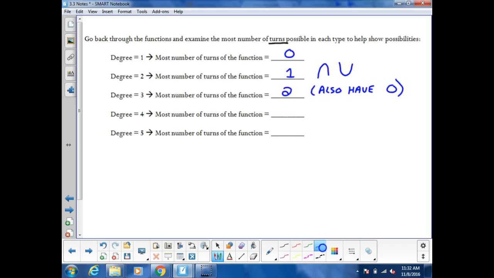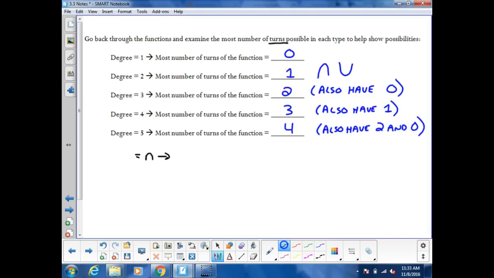Degree of 4. Most number of turns. 3. But you could also have just 1 turn. Degree of 5. 4. But you could also have 2 and 0. So if we had a degree of n, the most number of turns would be n minus 1.